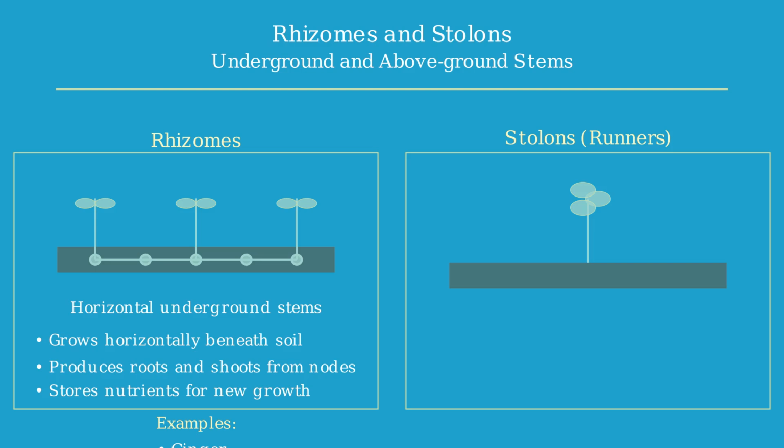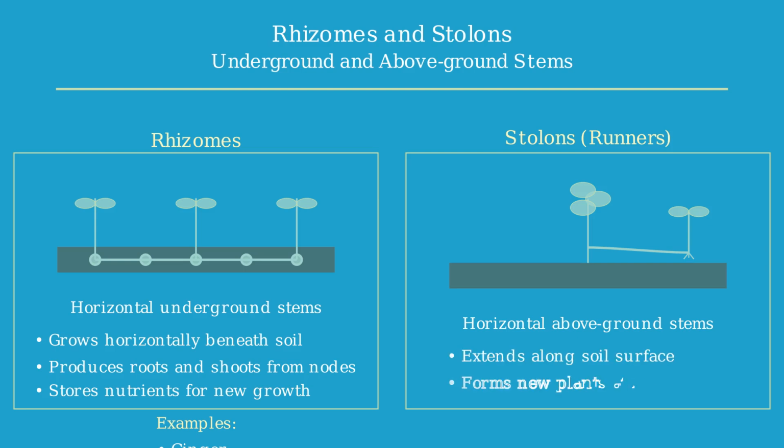Stolons, also called runners, differ from rhizomes in that they grow horizontally above the ground. A stolon extends from the parent plant along the soil surface until it reaches a suitable spot to establish a new plant. At the tip or nodes of the stolon, a new plant forms, developing its own roots and shoots while remaining connected to the parent plant. Stolons allow plants to efficiently colonize new areas by creating daughter plants that eventually become independent. The most familiar examples include strawberry plants, spider plants, and many grasses like Bermuda grass.